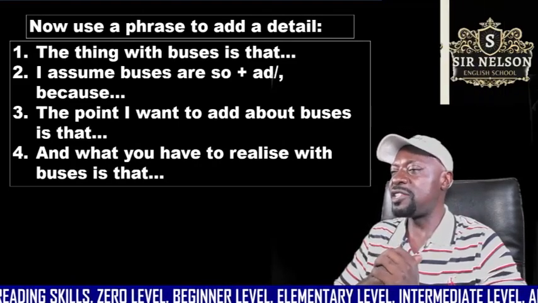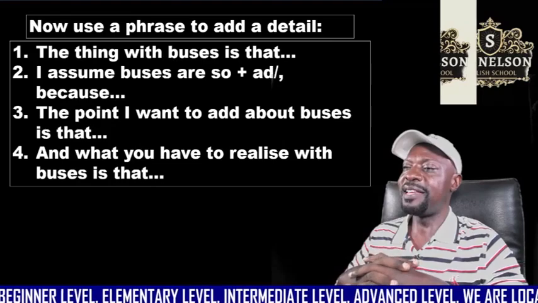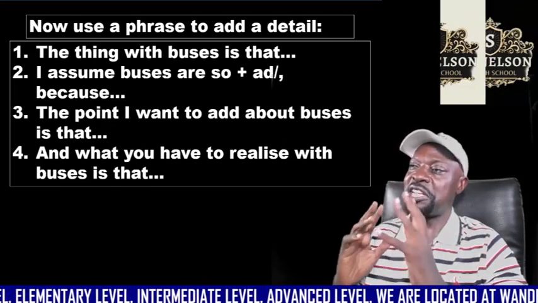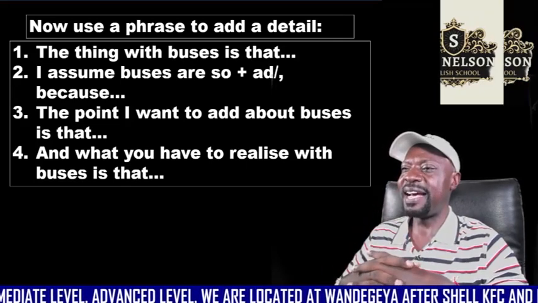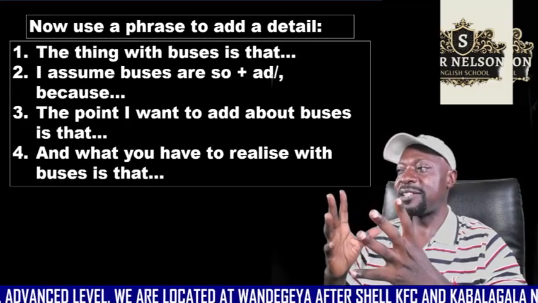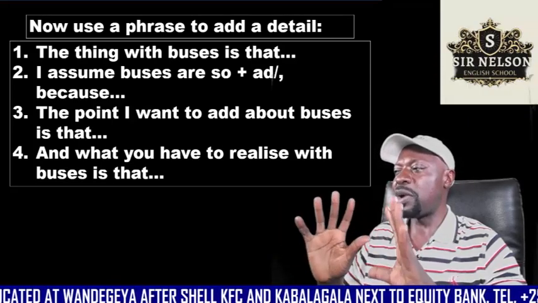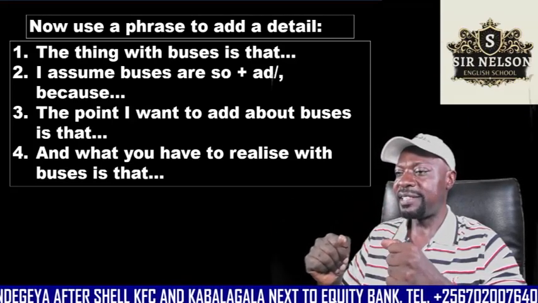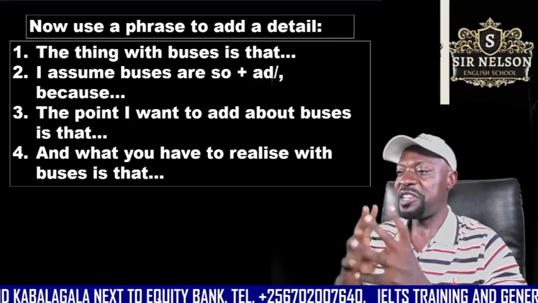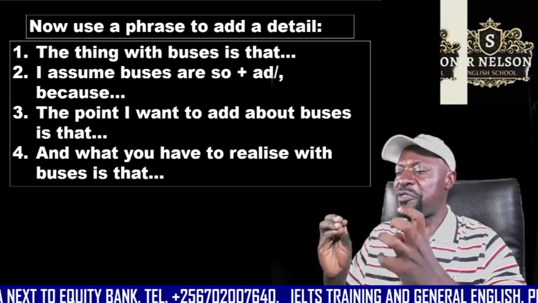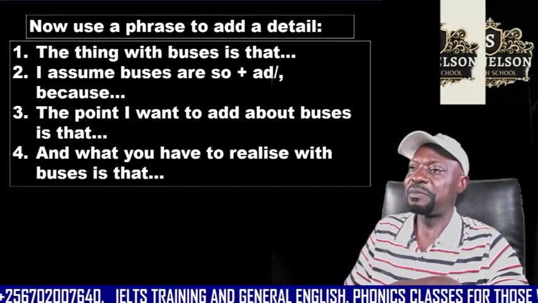Now use a phrase to add a detail. After mentioning the type of transport plus the adjective, you must add some detail. The thing with buses is that, assume buses are so, you add another adjective, because the point I want to add about buses is that, and what you have to realize with buses is that. Remember, a phrase with that gives you a complex sentence.